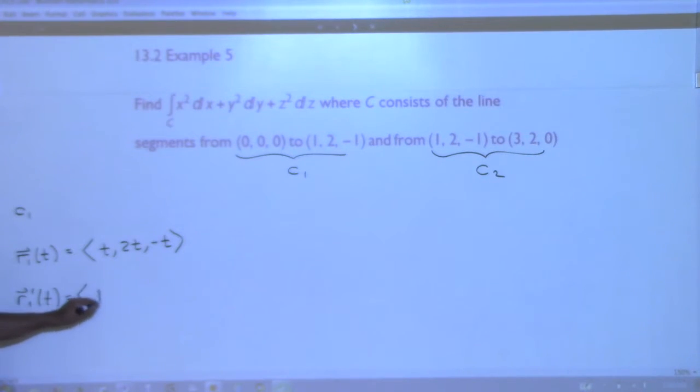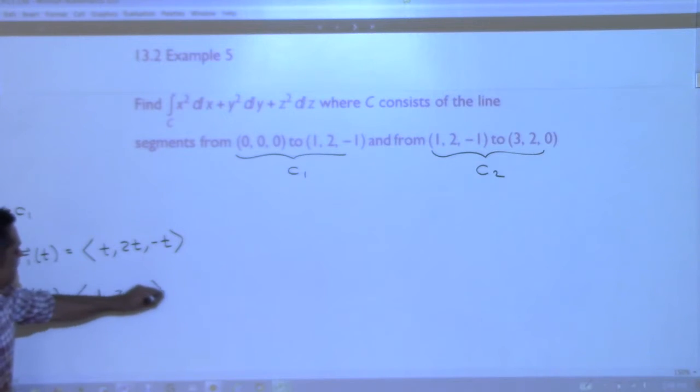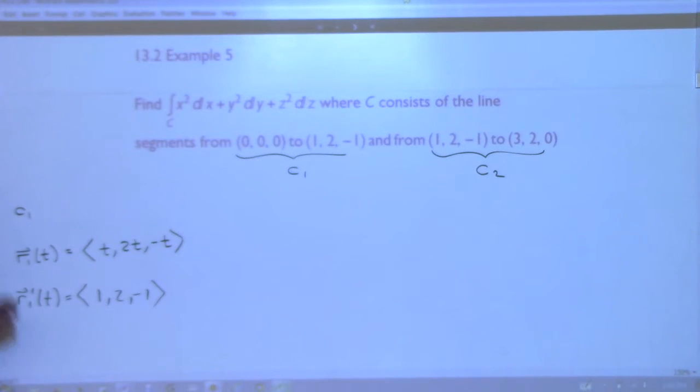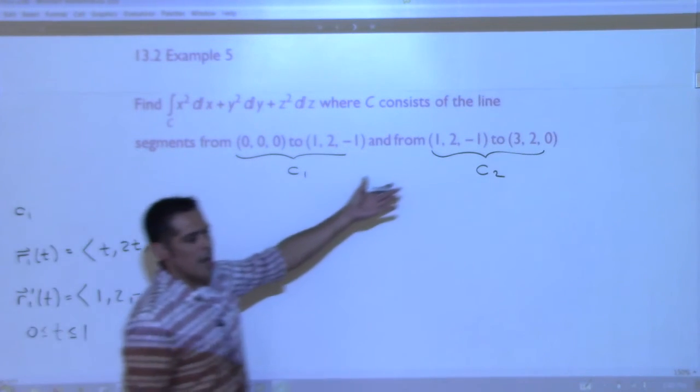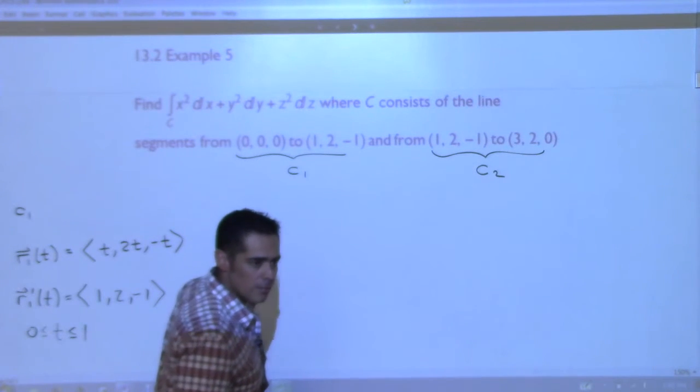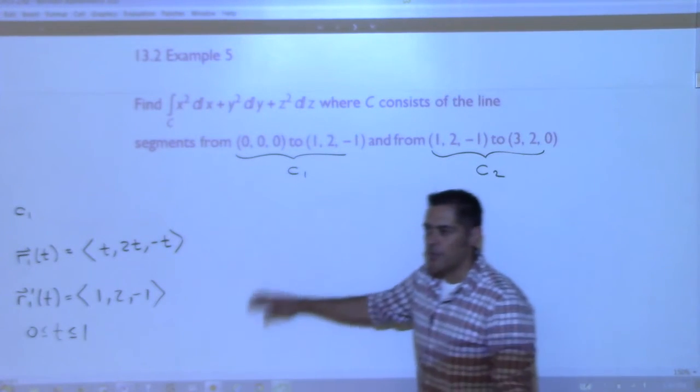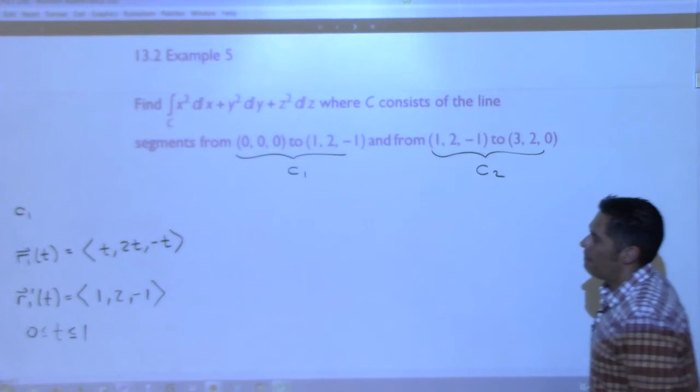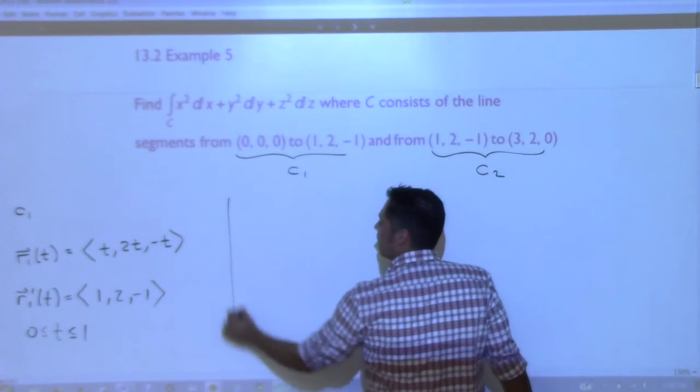The derivative of this would be 1, 2, negative 1, right? All right. And what's t between? 0 and 1, right? Okay. And then we would have to do the same thing for this one, right? Break that one up, get our vector equation, take its derivative. T would go from 0 to 1. So let's start doing this.